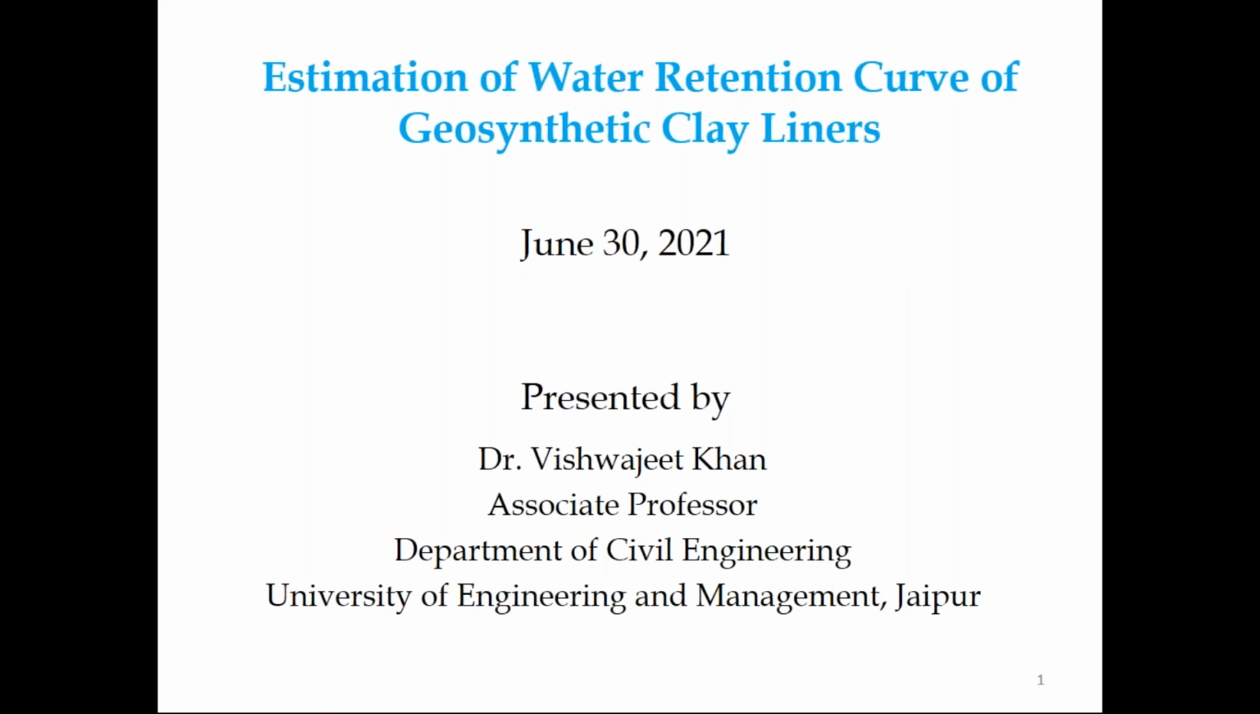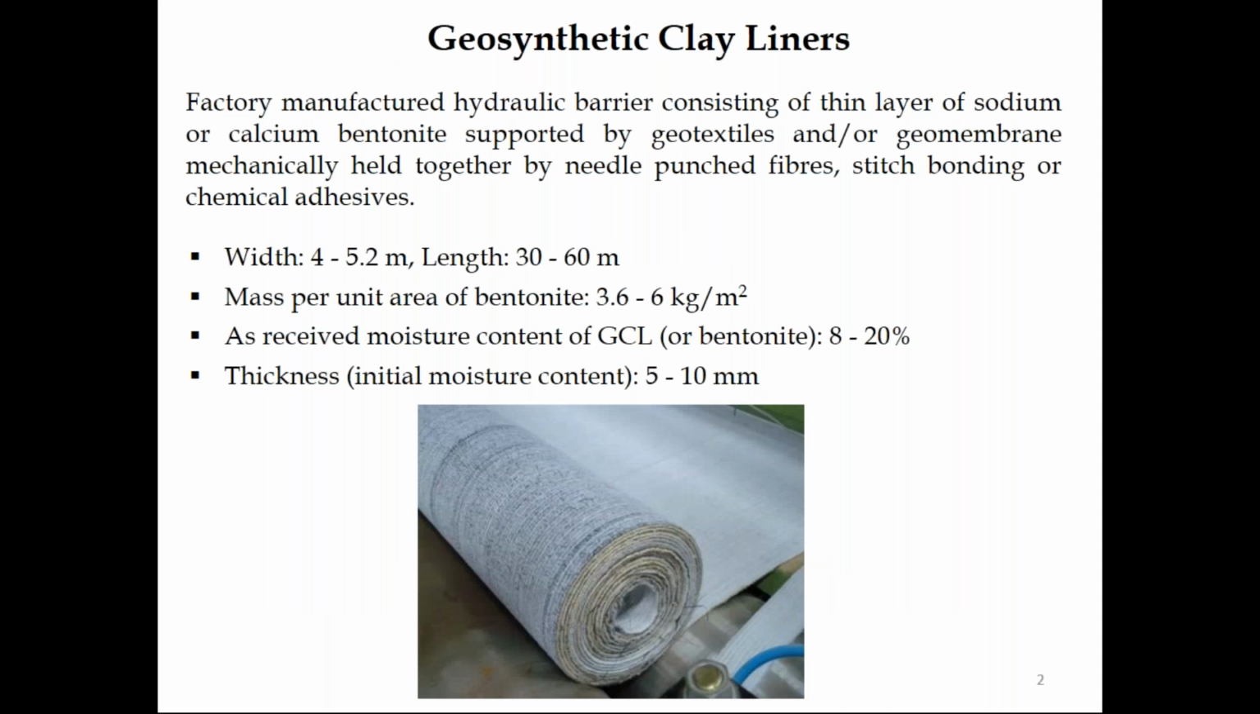Good afternoon to everyone. Today I am going to present one of my PhD topics, that is the estimation of water retention curve of geosynthetic clay liners. So basically, a geosynthetic clay liner is a factory manufactured hydraulic barrier consisting of a thin layer of bentonite supported by geotextiles and/or geomembrane and held together by needle punch fiber, stitch bonding or chemical adhesives. It is generally manufactured in the form of a sheet as shown in this figure.